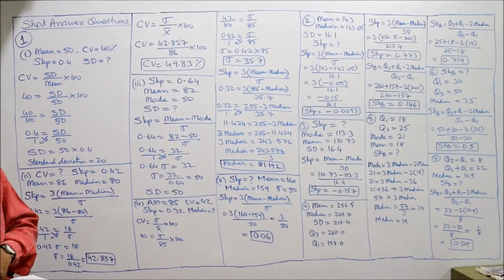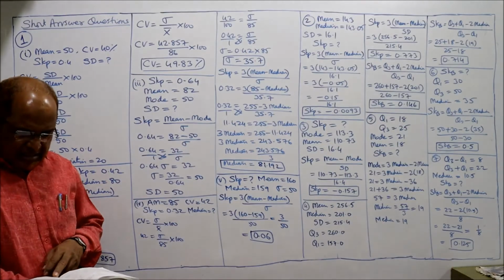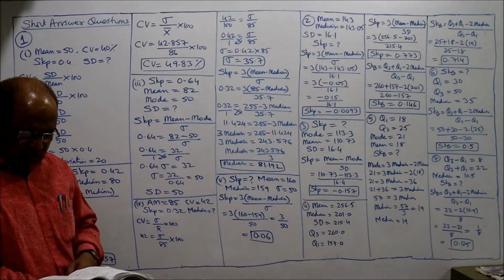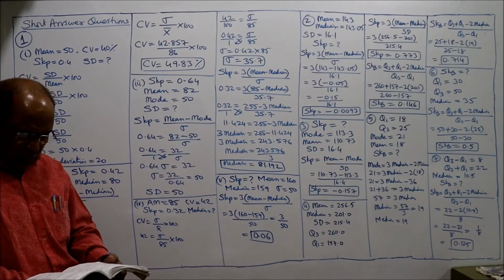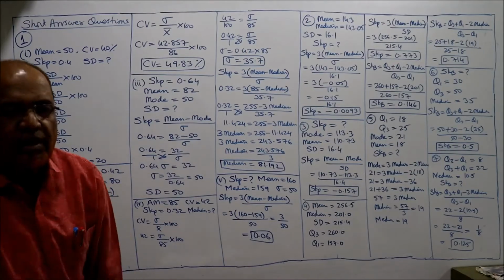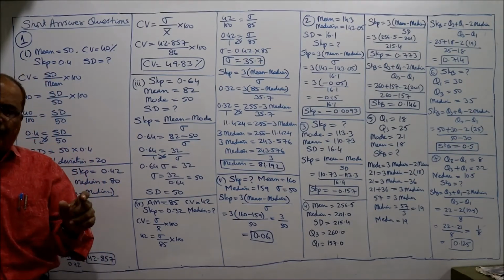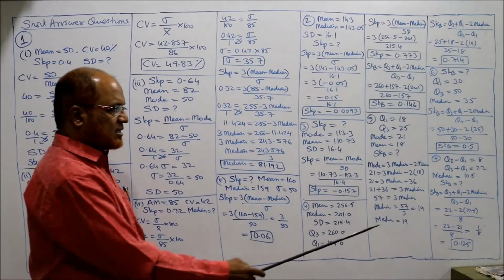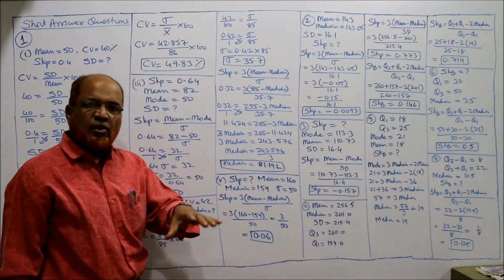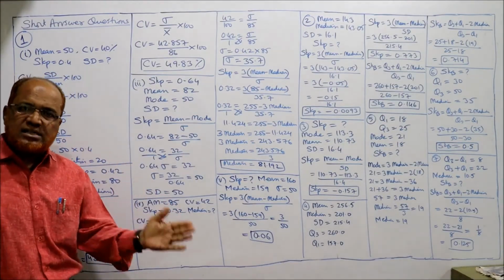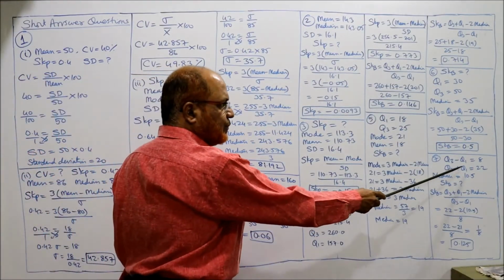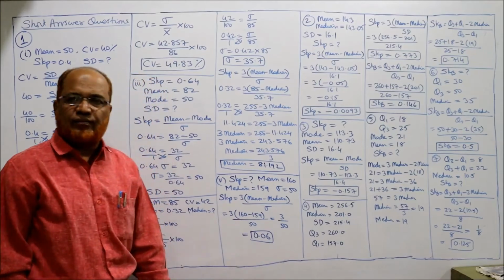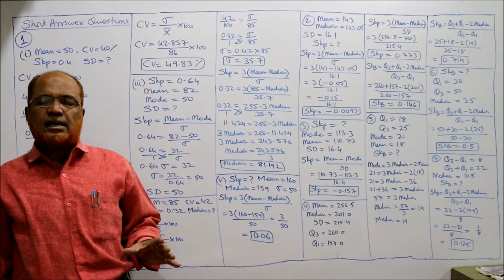Find coefficient of skewness if difference between two quartile Q3 minus Q1 is 8 and sum of two quartile Q3 plus Q1 is equal to 22 and median is 10.5. So here in this problem, the difference between two quartiles Q3 minus Q1 is given 8. And the sum of the two quartiles Q3 plus Q1 is equal to 22 and median is given 10.5. What we have to calculate is SKB.